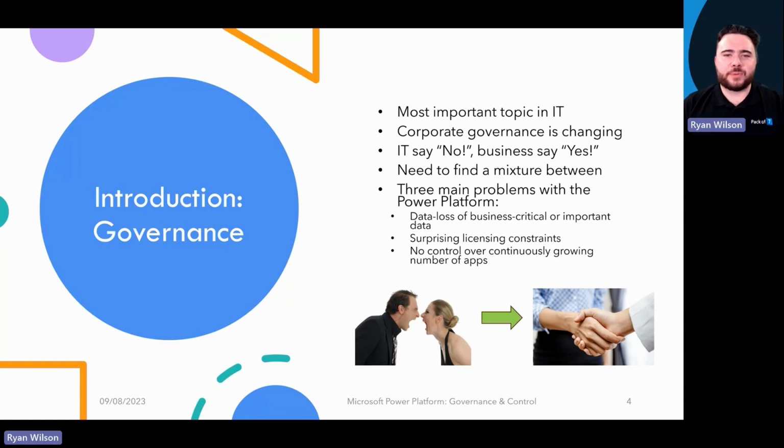Now, from all the clients I've spoken to, there are many issues that they have, or many concerns, I should say. But the top 3 are data loss of business critical or important data. So what that means is, say they have critical information in SharePoint, and they don't want that information to leave the SharePoint site. With the Power Platform out of the box, it is possible to take that data and put it into a SaaS application using an automated system. And that is concerning for IT.